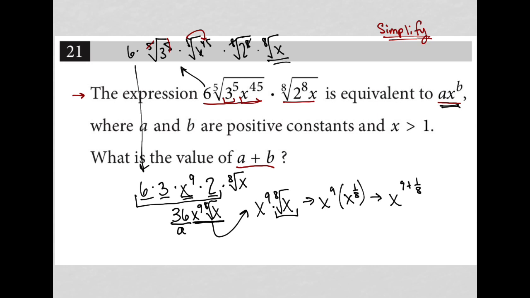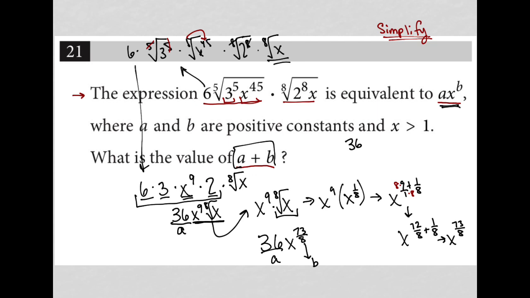In order to add 9 plus 1/8, I need to have a common denominator. So this becomes 9 over 1 plus 1 over 8. I need to have an 8 denominator, so I'm going to multiply by 8 on bottom and on top. So this turns into x to the 72 over 8 plus 1 over 8, which is simply x to the 73 over 8. So putting everything together, I have 36x to the 73 over 8 power, in which case my a value is 36 and my b value is 73 over 8. The question asks for a plus b, so I'm going to add that together now.